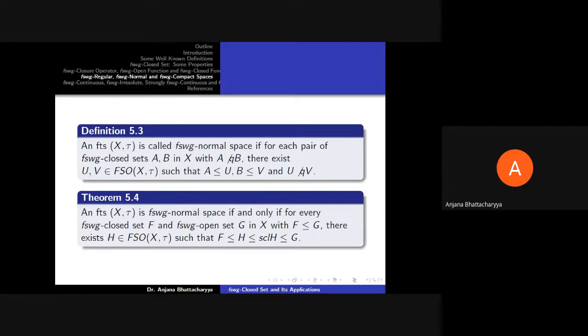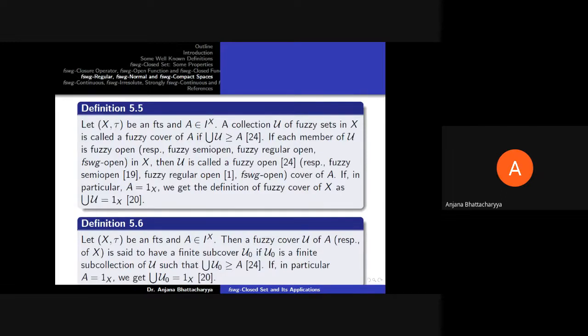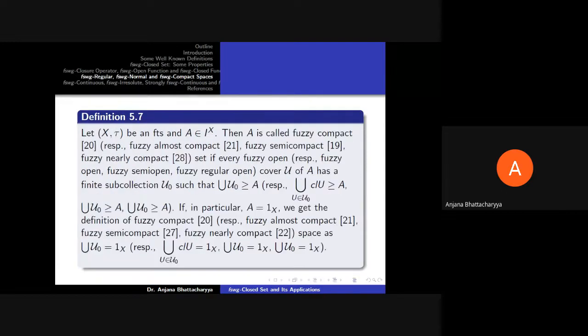Now we define the FSWG normal space. An FTS (X, τ) is called FSWG normal if for each pair of FSWG closed sets A, B with A not Q-coincident with B, there exist two fuzzy semi-open sets U, V, A less than or equal to U, B less than or equal to V, and U is not Q-coincident with V. Now we characterize this space. An FTS (X, τ) is FSWG normal if and only if for every FSWG closed set F and every FSWG open set G containing F, there exists a fuzzy semi-open set H between F and G with semi-closure. We all know the definitions of fuzzy cover, sub-cover, compactness, almost compactness, nearly compactness, semi-compactness.